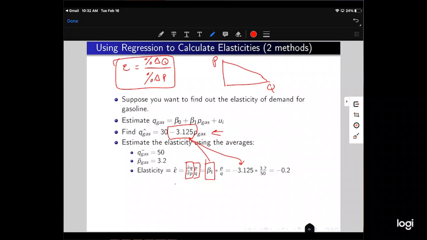So let's go to our data and get the average P and Q. It turns out the average P is $3.2 per gallon and the average Q is 50, let's say. Then we plug those values in and we get negative 3.125 times 3.2 over 50, which is a value of negative 0.2. This says a 1% change in the price of gas causes a 20% decline in the quantity of gas demanded.